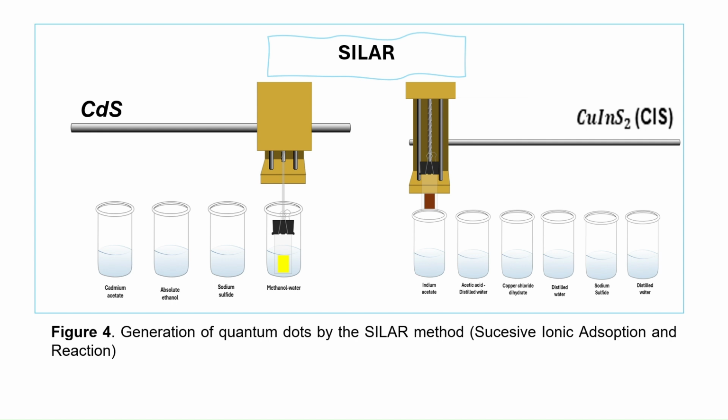For CdS quantum dots, the sample is immersed in the cadmium acetate precursor, then allowed to drain out of solution, then immersed in an absolute ethanol solvent, drained again, then immersed in the sodium sulfide precursor, allowed to drain, and finally immersed in the methanol water solvent.